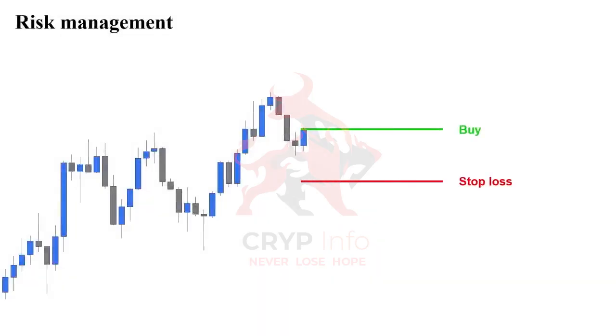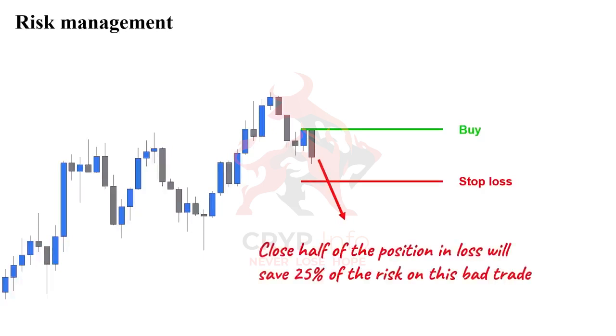How does risk management help us in this trading example? Imagine after buying this pair, the price goes against our predictions. After this break and close to the downside, we can expect the price to fall and possibly hit our stop. Although the price has not hit our stop, if we close half of our position in the loss, we can save 25% of our risk amount in this bad trade.